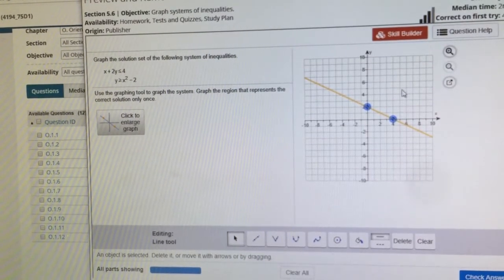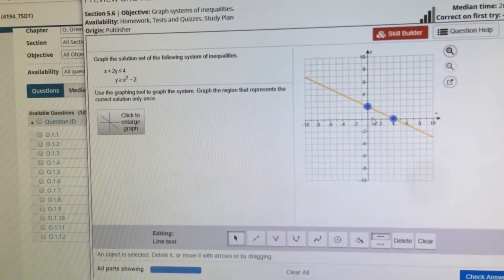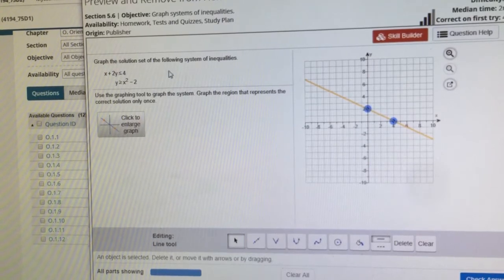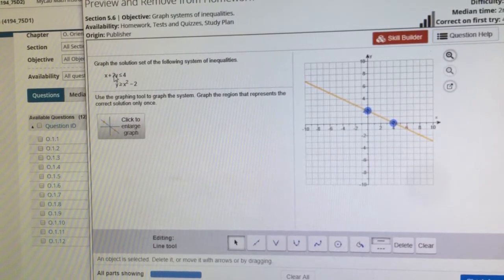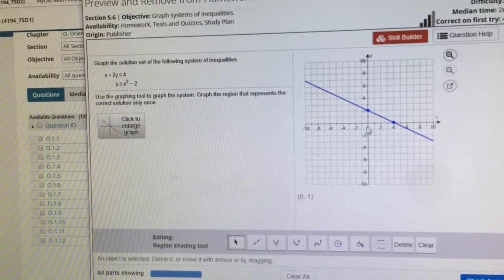Now, what is shaded on it? All right, so I can try my 0, 0 for my test point. 0, 0 is my test point for the line. 0 plus 2 times 0 is 0. Is that less than 4? Well, it sure is. So I'm shaded below that line right there.